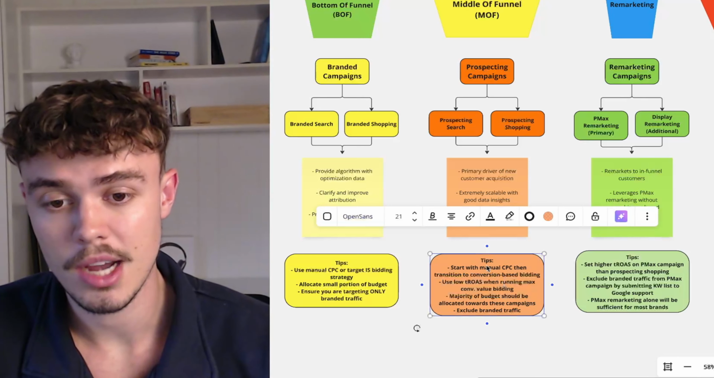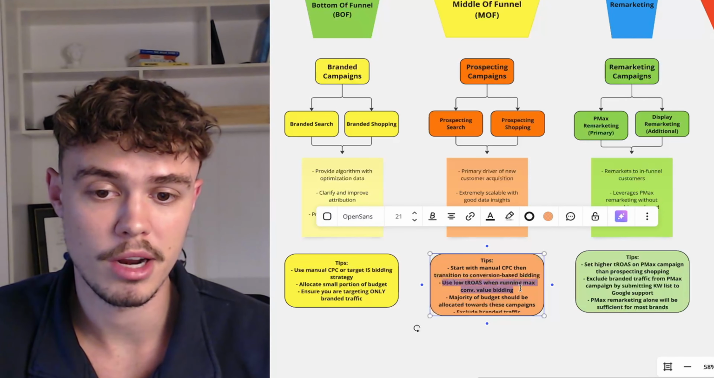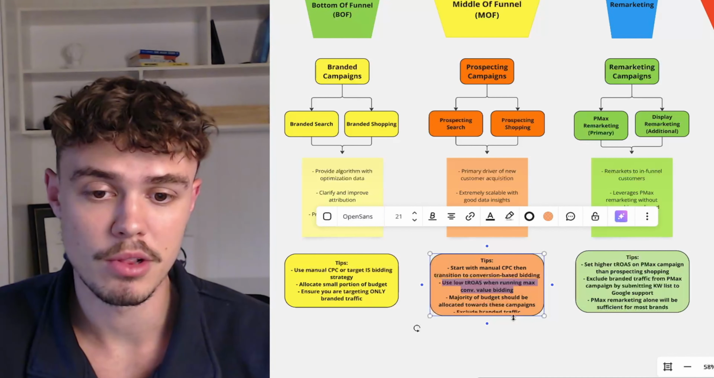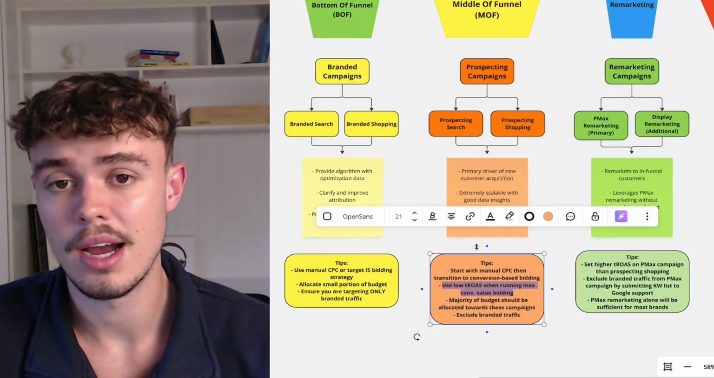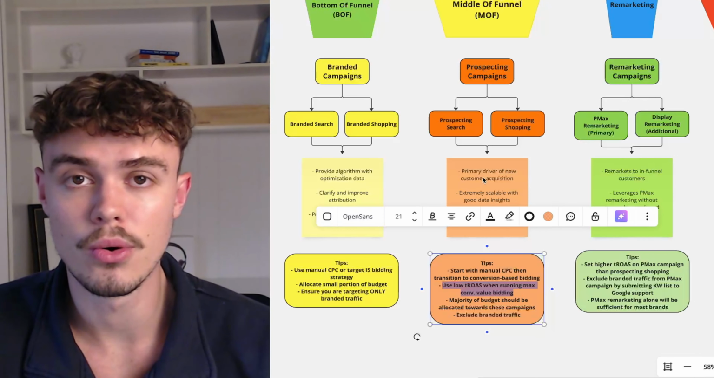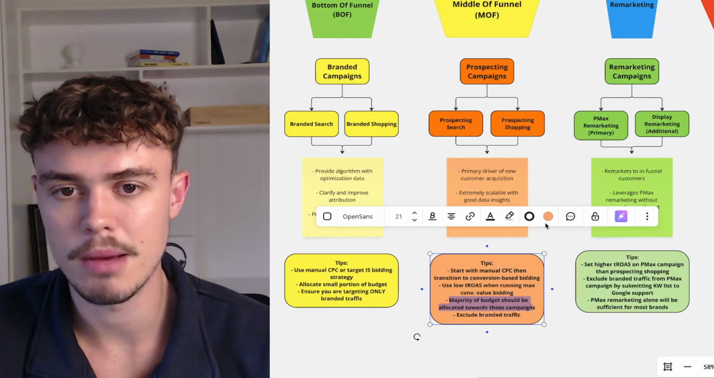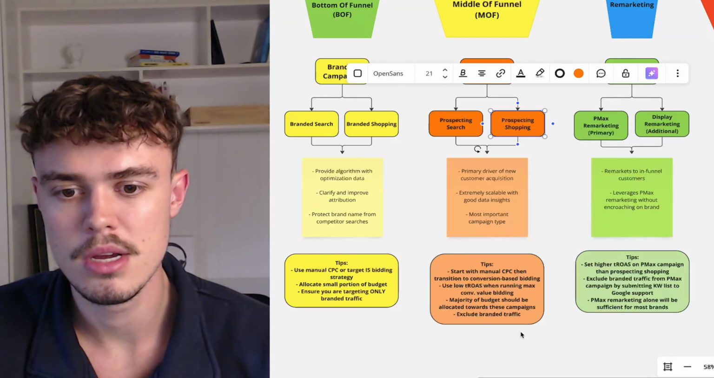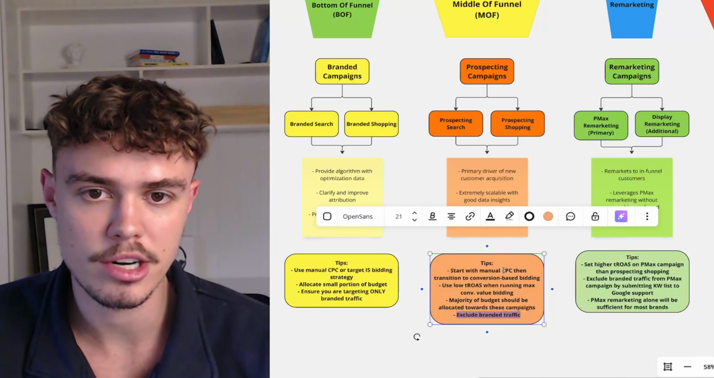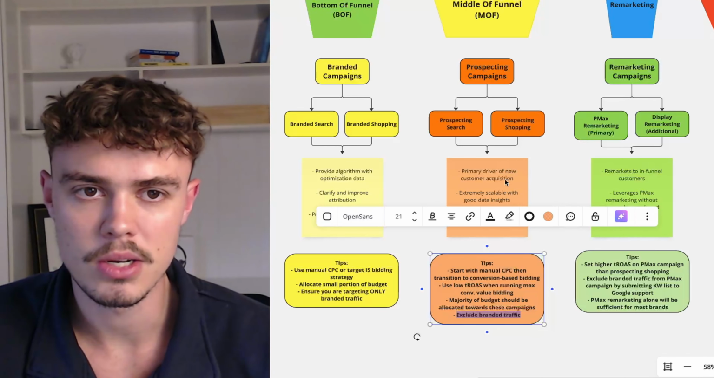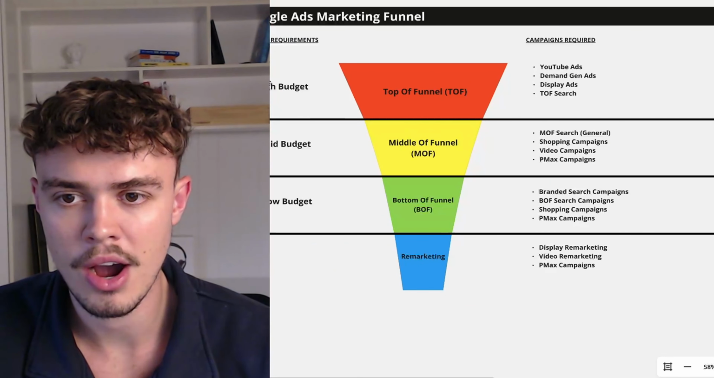To use these, you want to start with manual CPC and then transition to conversion-based bidding. Use a low tROAS when you're running max conversion value bidding. The low tROAS allows you to encourage Google to prospect more heavily, to try and find different audiences, new customers to show your ads to. The majority of your budget should be allocated towards these campaigns, prospecting search and prospecting shopping, and you should exclude branded traffic, very important. Make sure you're cutting out all branded traffic from these campaigns because these are designed for new customer acquisition.